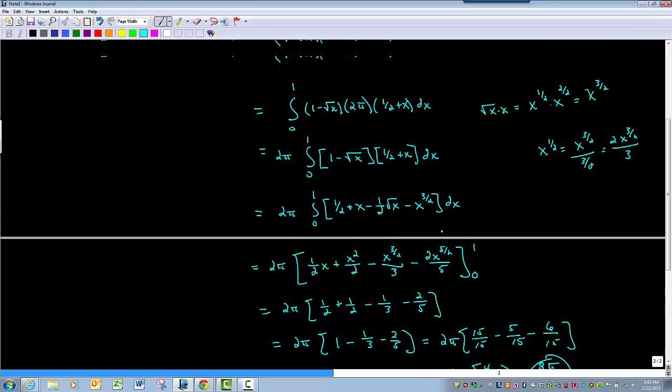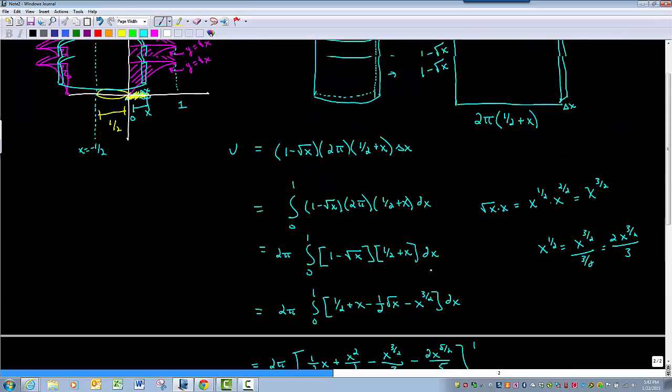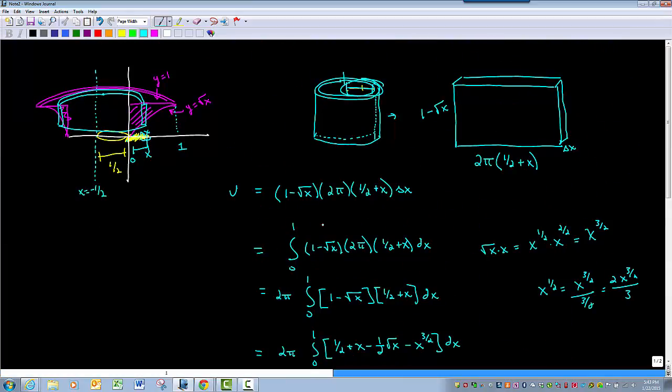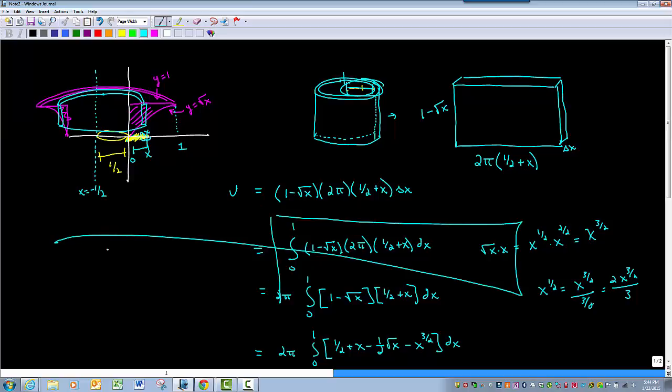Okay, so again, this is just kind of computational here. The setup is the hard part here, coming up with this guy.